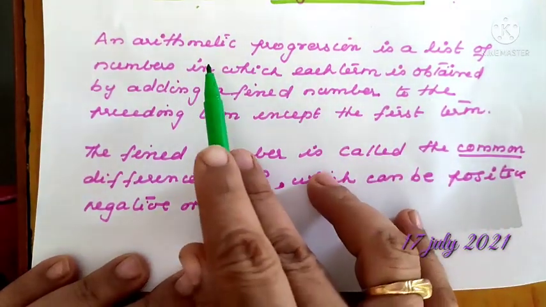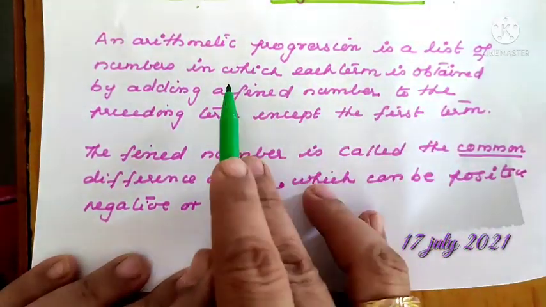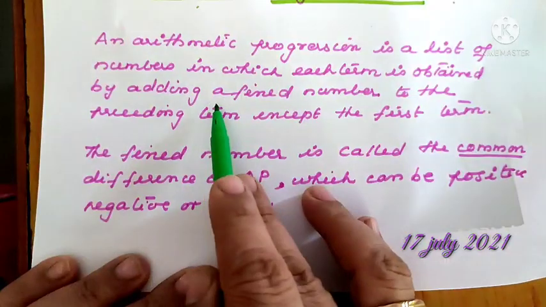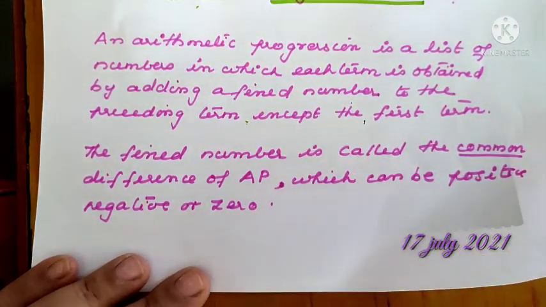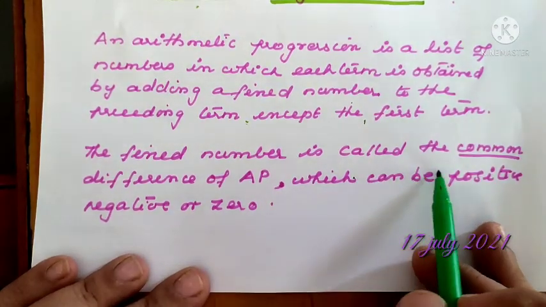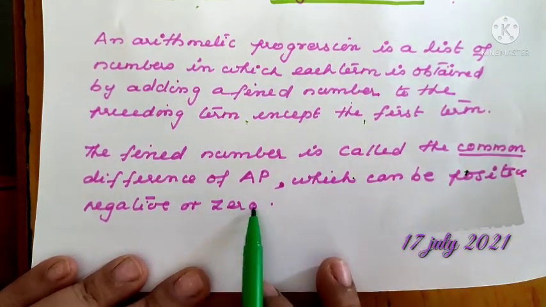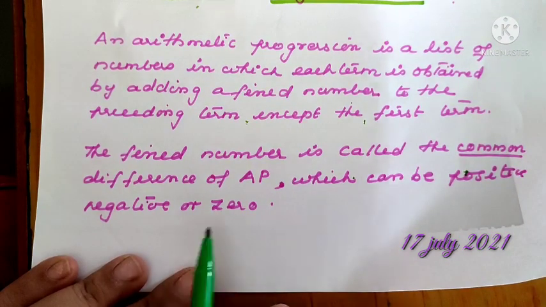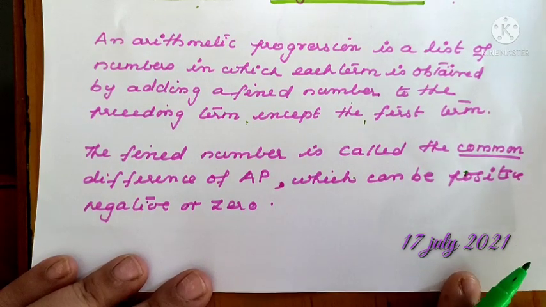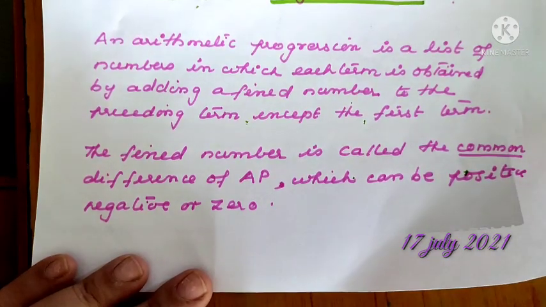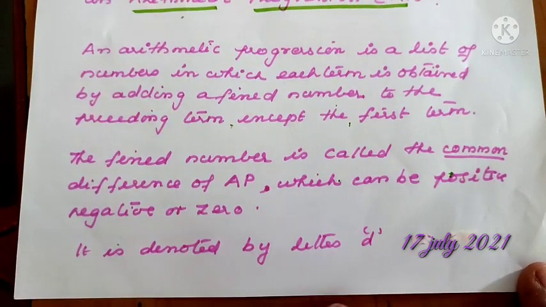So what does the definition say? An arithmetic progression is a list of numbers in which each term is obtained by adding a fixed number to the preceding term except the first term. The fixed number is called the common difference of the AP, which can be positive, negative or 0, and usually it is denoted by the letter d only.